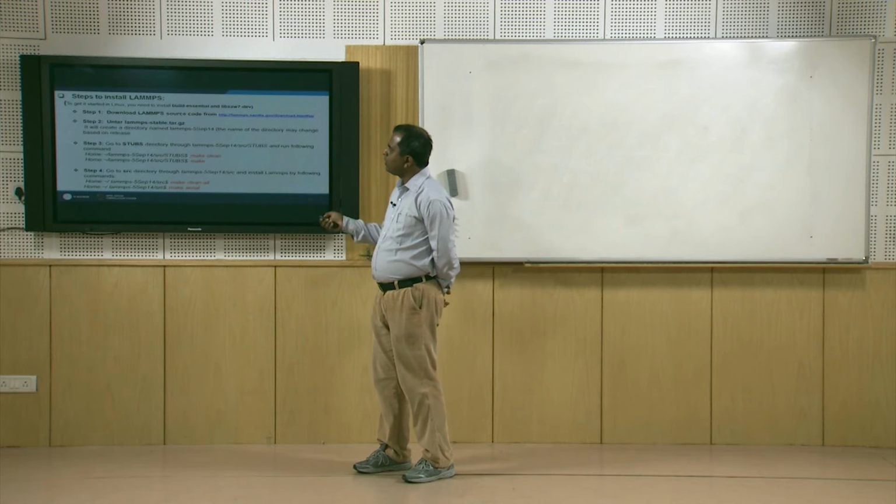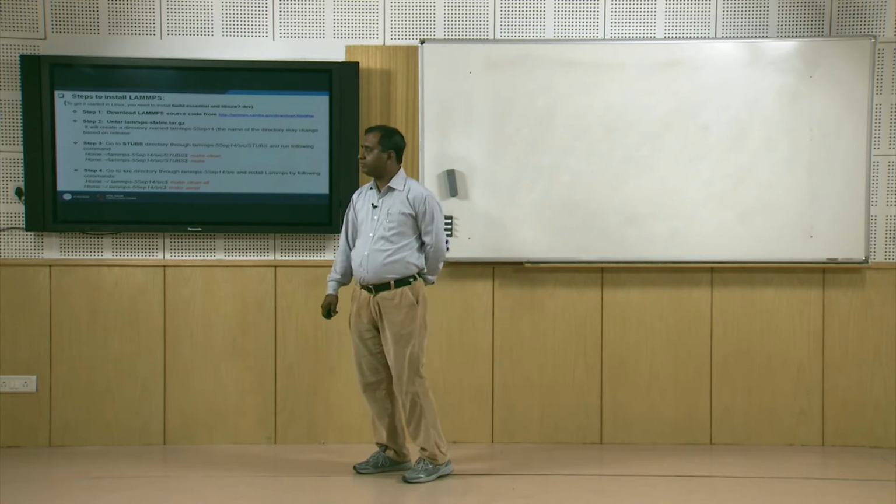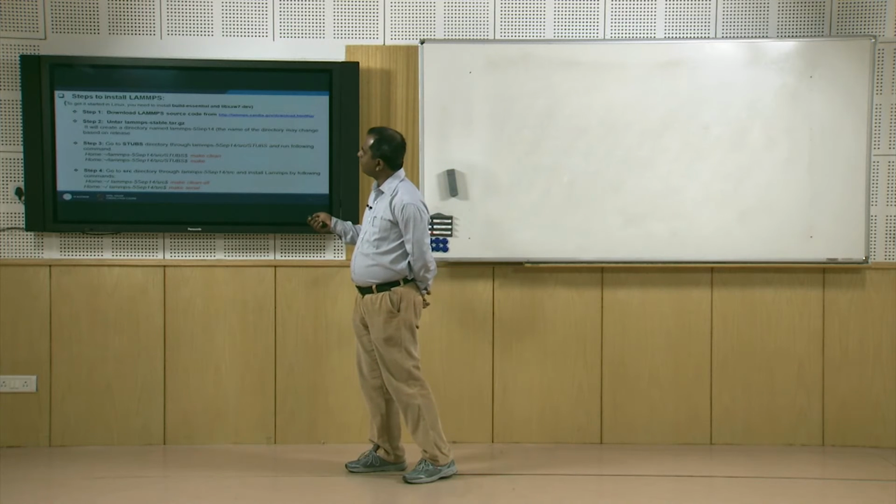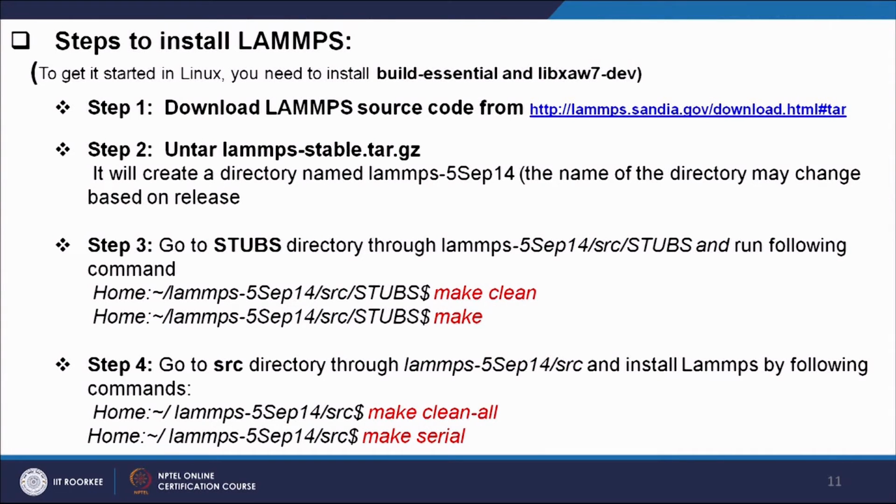First let me show you how to install LAMMPS, because this is very important. You need to download the LAMMPS source code from the LAMMPS website, which has been developed by Sandia National Lab. As it is freeware, you can download it from there. Before that you need to resolve some dependencies. The dependencies I have written over here, so you can resolve those.